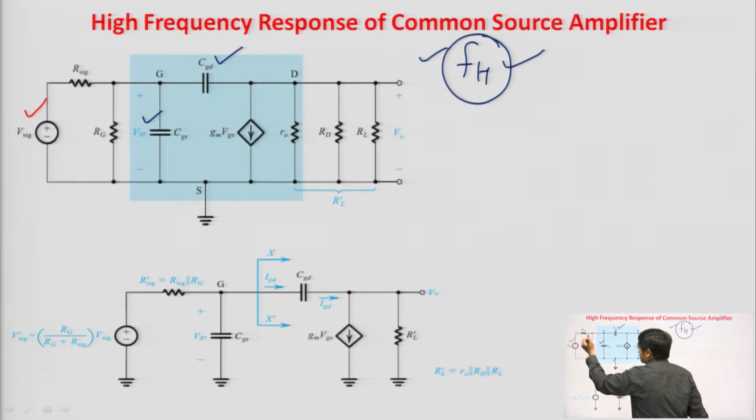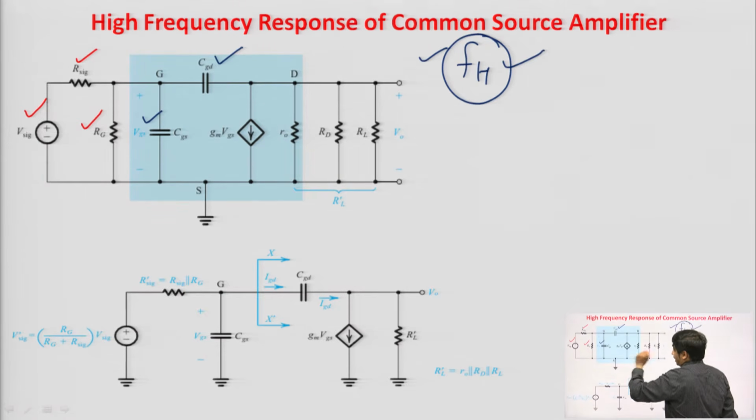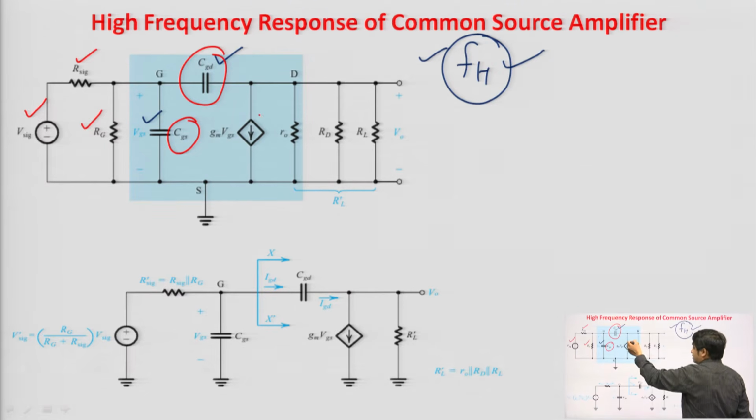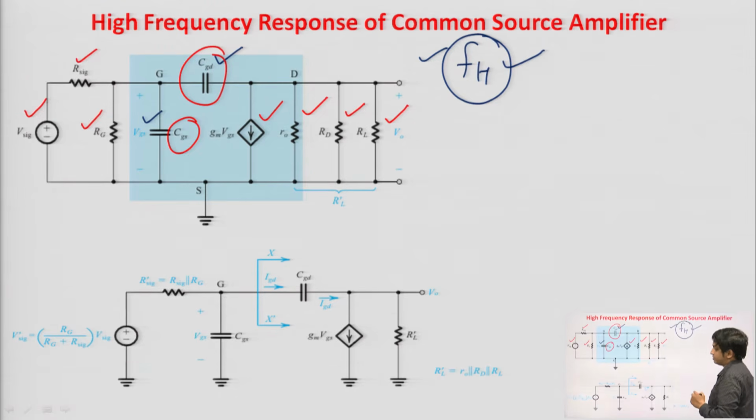Now, Vsig is the input signal and the internal resistance of Vsig is Rsig. Rg is your gate resistance, that is very high. CGS is connected between gate and source, and CGD is connected between gate and drain. This is your controlled source, the dependent source. R naught is the output resistance. We consider R naught when we consider the channel length modulation effect. In discrete circuits, we can neglect R naught, but in IC amplifiers, in IC designing, R naught plays a very important role. Rd is your drain resistance, RL is the load resistance. I had discussed these things in the last class also, in the high frequency model of the MOSFET.